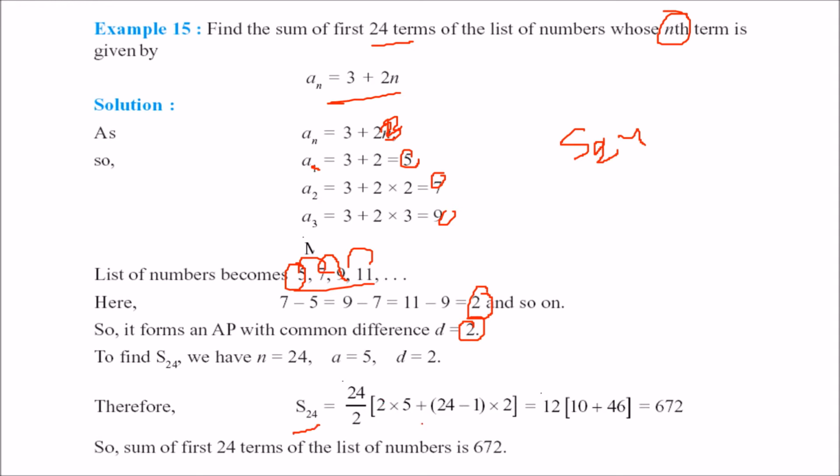S24 will be n by 2 into 2a plus n minus 1 into d. So n is 24, 2 into a, that is 2 into 5, n minus 1, 24 minus 1 into d. It gives you 672.